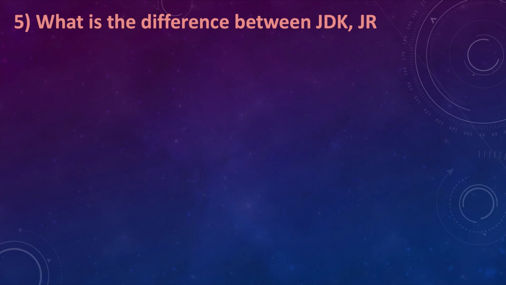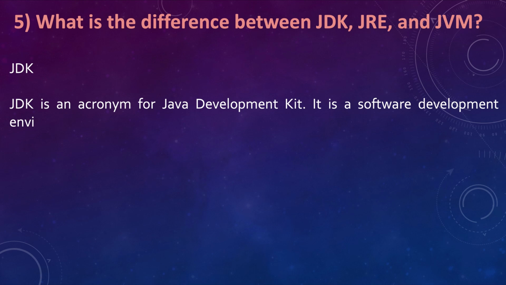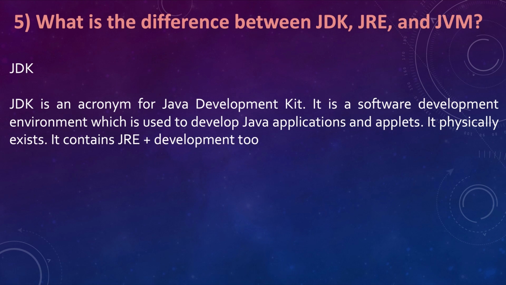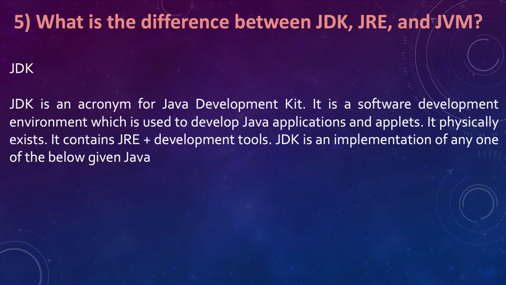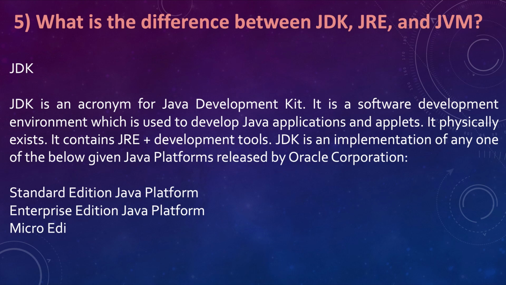What is the difference between JDK, JRE and JVM? JDK is an acronym for Java Development Kit. It is a software development environment which is used to develop Java applications and applets. It physically exists. It contains JRE plus development tools. JDK is an implementation of any one of the below given Java platforms released by Oracle Corporation: Standard Edition Java Platform, Enterprise Edition Java Platform, Micro Edition Java Platform.